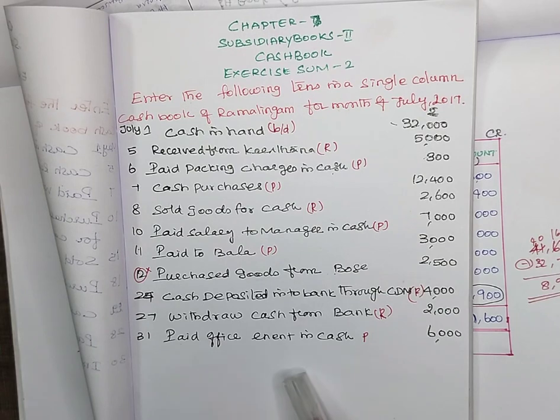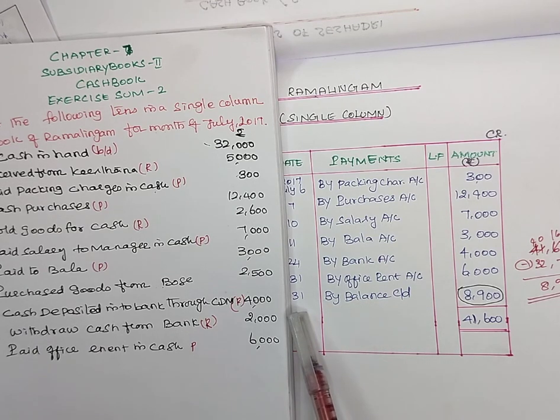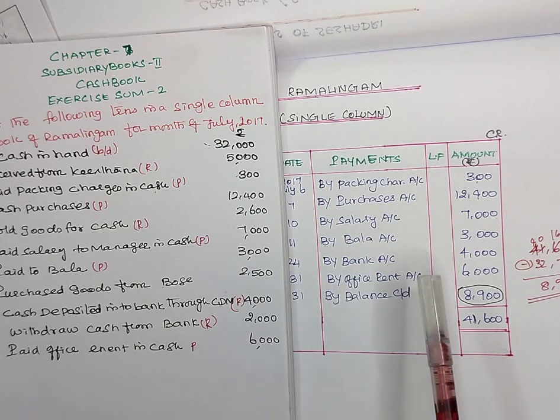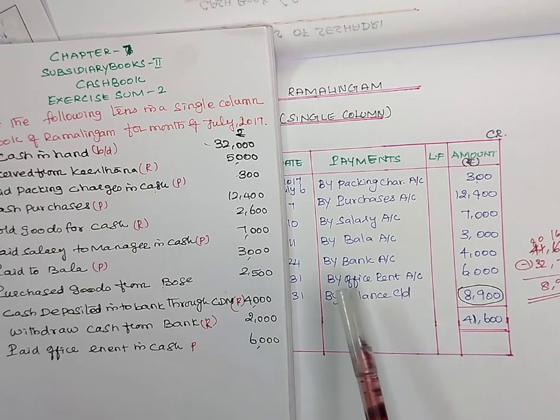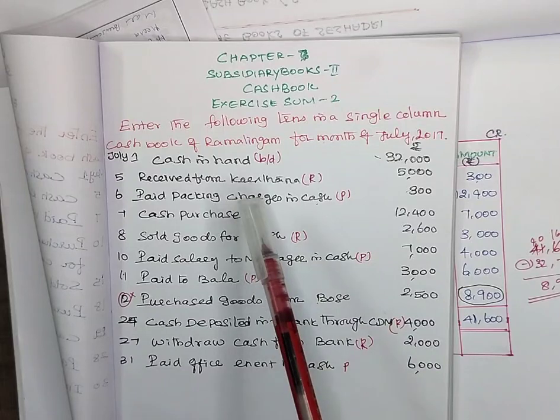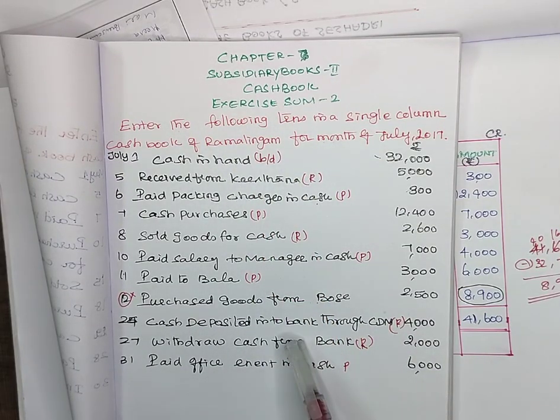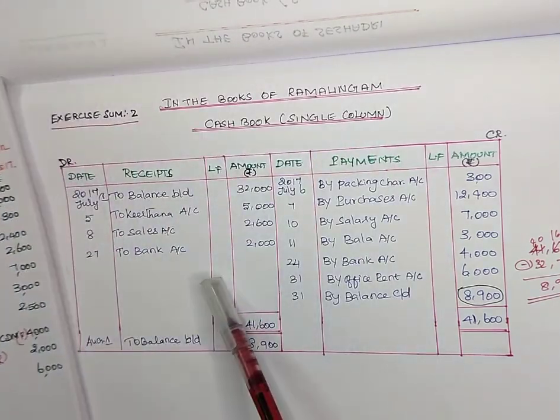How to pass the journal entry from journal to ledger? So cash account is credited, you go to credit side. What is the opposite account from the cash account? Office rent. So dated on July 31, you have to enter the opposite account in the cash book. Okay, so by office rent account 6,000 rupees. So from the given cash related transactions, you have posted into the cash book.